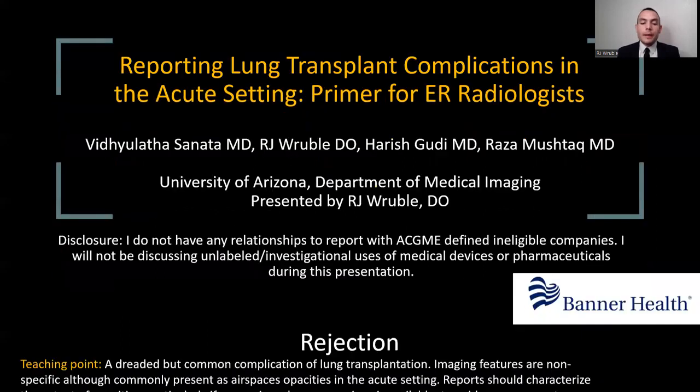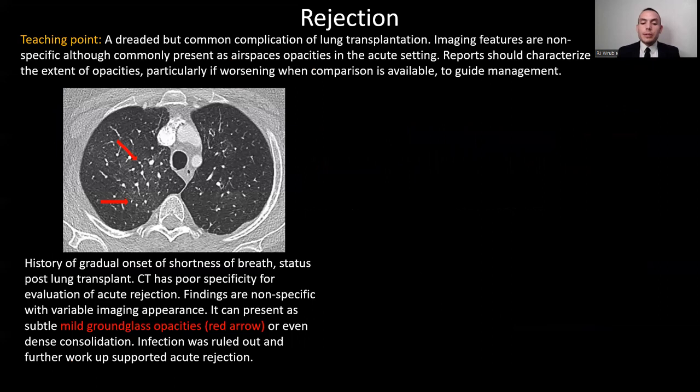The first complication to review is rejection, which is an unfortunate and constant threat to the transplanted lung. Imaging features of acute rejection, typically occurring from 1 week to 2 months after transplant, are nonspecific and overlap with other diseases. Most commonly, CT will show regions of ground glass opacities and interlobular septal thickening, indicative of the acute inflammatory nature of this disease.